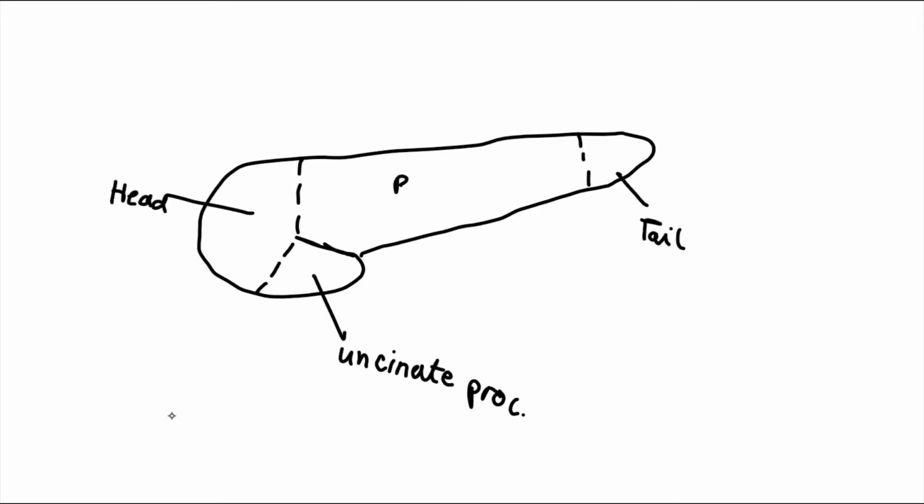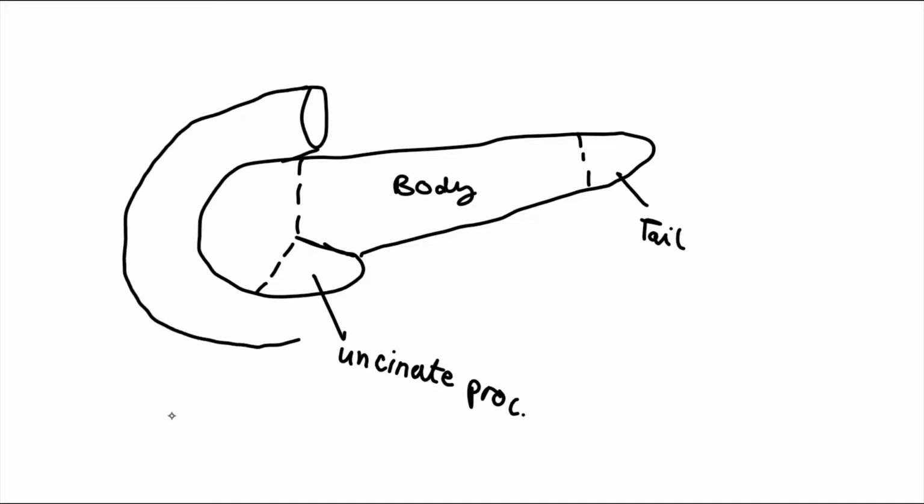So what are the structures around the pancreas? Around the head of the pancreas, we have a C-shaped duodenal loop. This is the duodenum. And the tail actually extends to the spleen. This is the spleen.